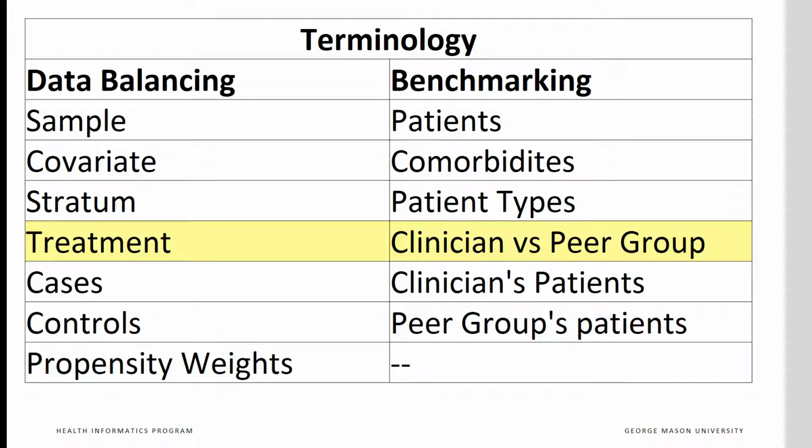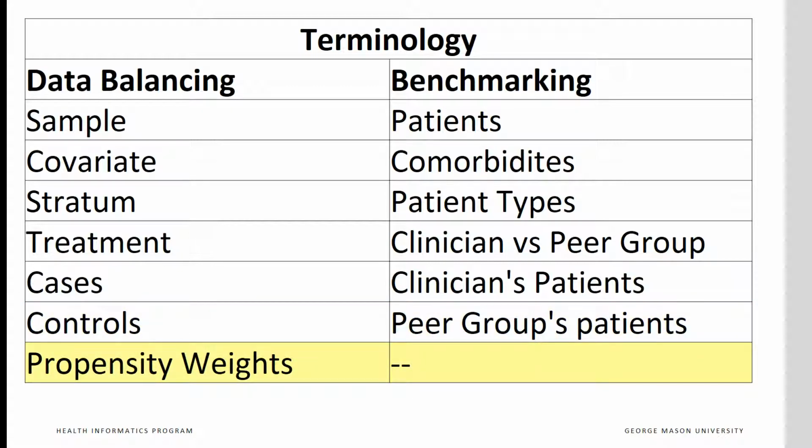In context of benchmarking, the clinician is treatment variable. Treatment effect is replaced with clinician's impact on outcomes. Cases are clinicians' patients. Cases are matched to controls. Controls are peer groups' patients. When cases are matched to controls, clinicians' patients are matched to peer groups' patients.